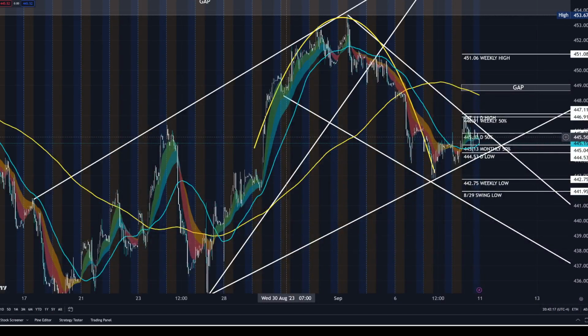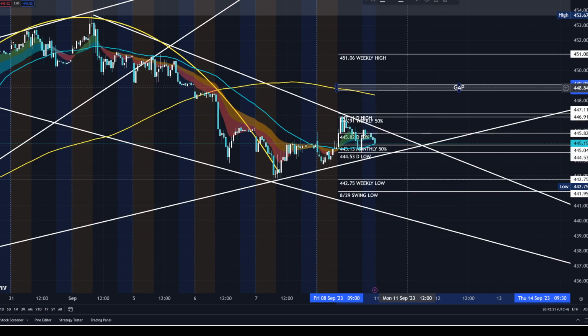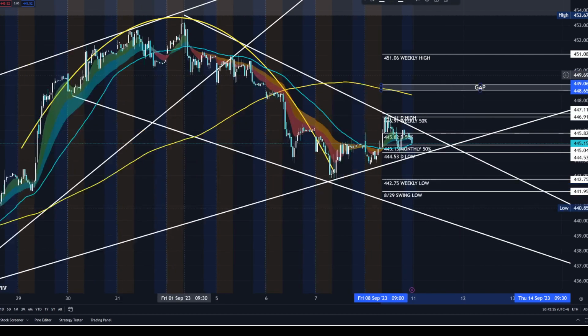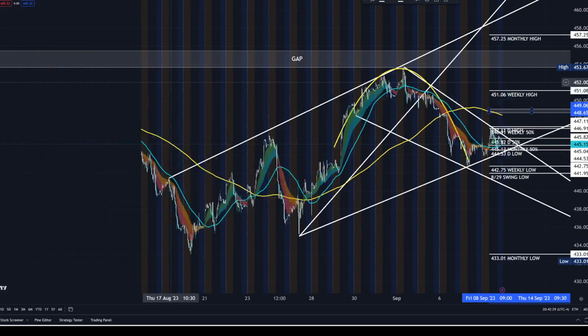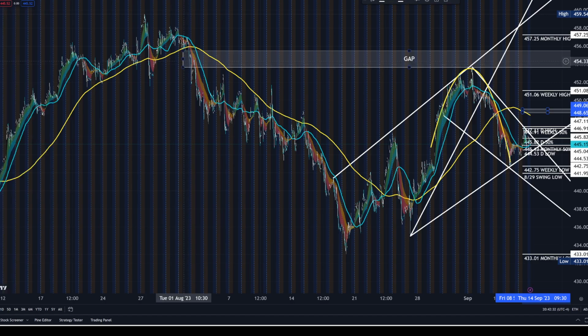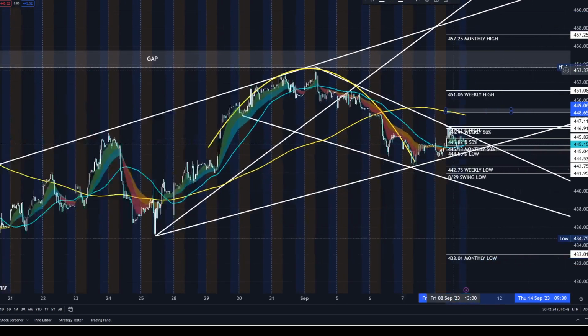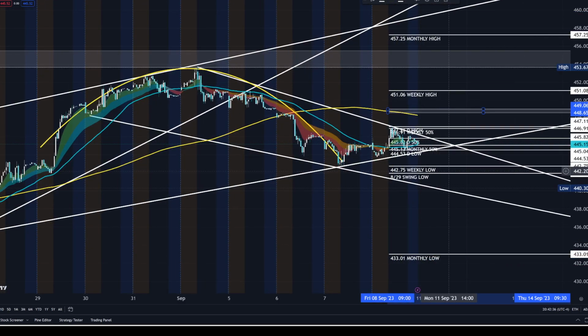Now that we have this, I want to jump to another thing. We also have a gap to the top side right here. There's a small gap here that was created in pre-market between Tuesday and Wednesday. And then we also have that bigger gap that was created way back when, I think the beginning of August, that we did not fill. We tapped it a little bit and then we came back down.